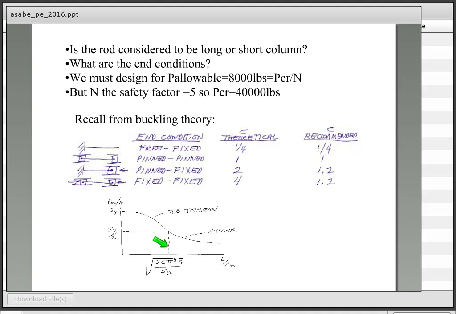If the slenderness ratio, L over the slenderness ratio, turns out to be greater than this number, then we're going to have to use an equation called the Euler equation. If it's less than that, then we have a stouter beam. We can design to higher loads. That's what's typically called the J.B. Johnson equation.